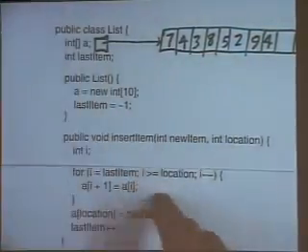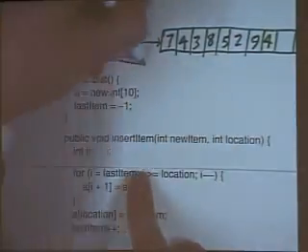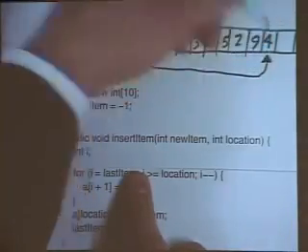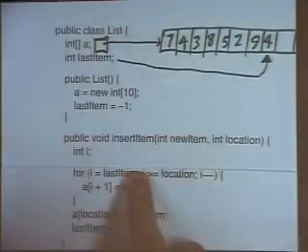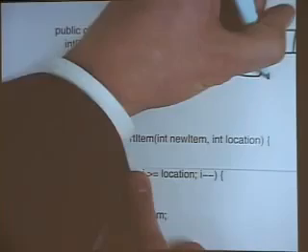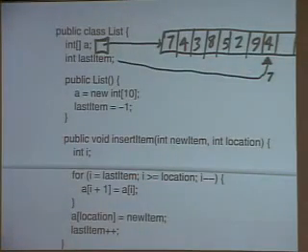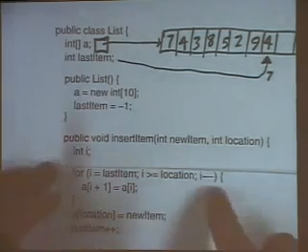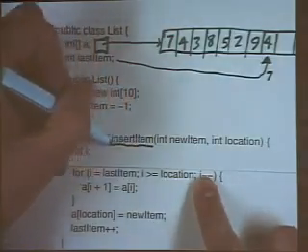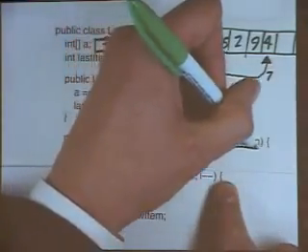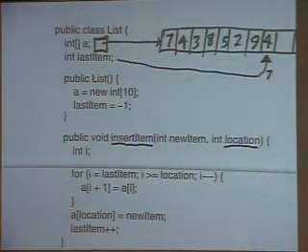And there's an int called last item, whose job is simply to be an index to the last item of the list. So if there's 8 items in the list, last item will be 7, because 7 is the index of the last item. They're indexed from 0 to 7. So that's what my list class is. And let's look at a method called insertItem that inserts a brand new int at some particular location in the list. How do we do that?